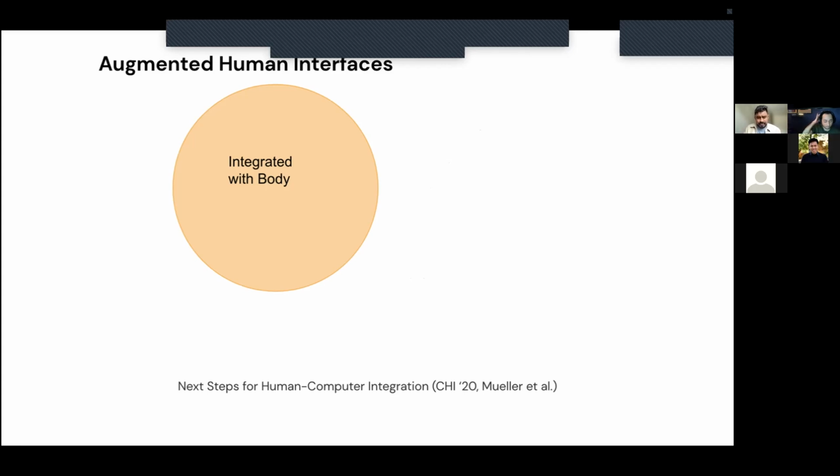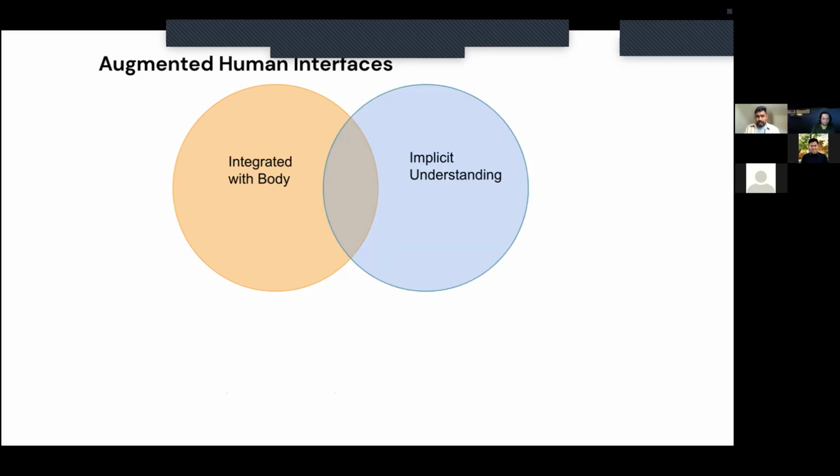The concept of this integration of computers into your body has been explained in a paper, which I think Freud is also a part of. You can read it in CHI 2020. Then, in augmented human interfaces, they use this sensed information to create an implicit understanding about our body, mind, and behavior by using those physiological, biomechanical, or behavior parameters.